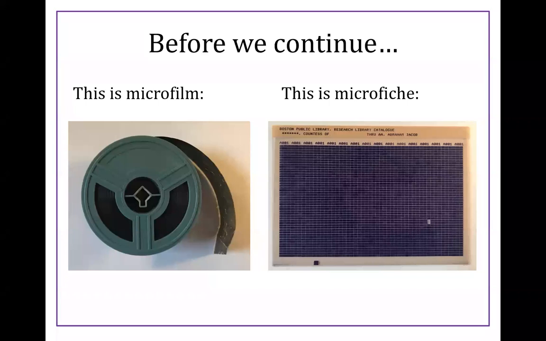So just one little thing before we go on. This is just a little pet peeve of mine. On the left, you see a roll of microfilm. It is, as the name implies, a roll of film. And on the right, we have microfiche. These are little rectangular sheets. They are two different things. I notice a lot of folks call them both microfiche. They are in fact two different things. So I just want to get that right out of the way.